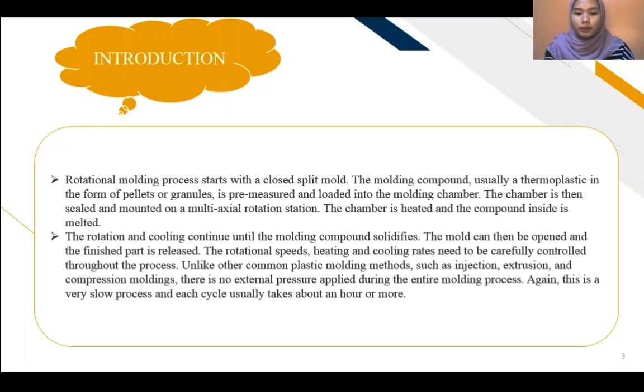The rotational speeds, heating, and cooling rates need to be controlled throughout the process. Unlike other common plastic molding methods, such as injection, extrusion, and compression molding, there is no external pressure applied during the entire molding process. Again, this is a very slow process and each cycle usually takes about an hour or more.